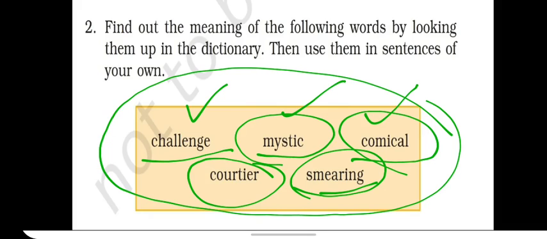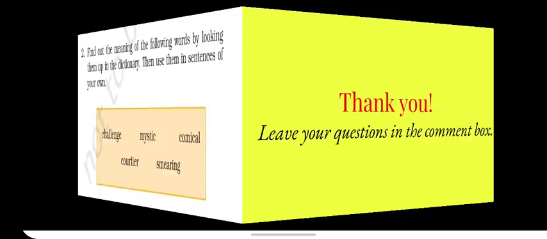So these are some examples of how you can use these words in your sentences. This one is optional, but the previous homework should be done by you all.